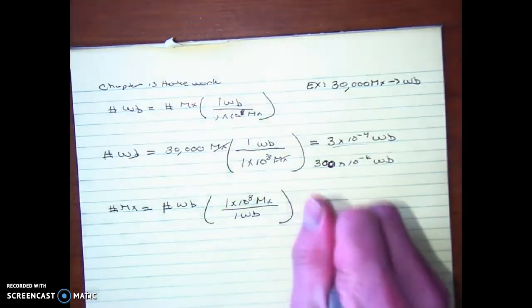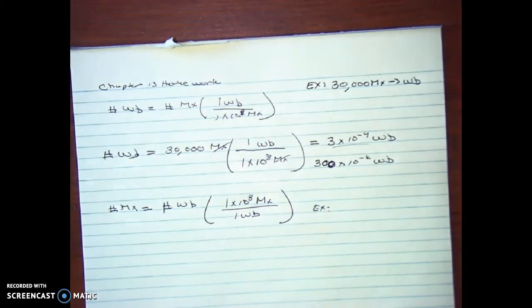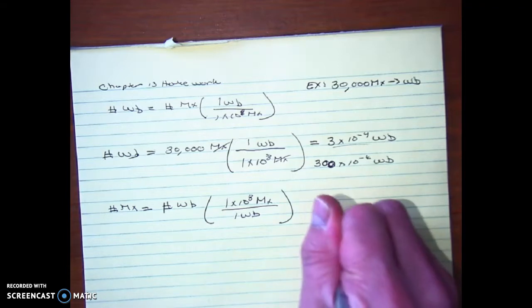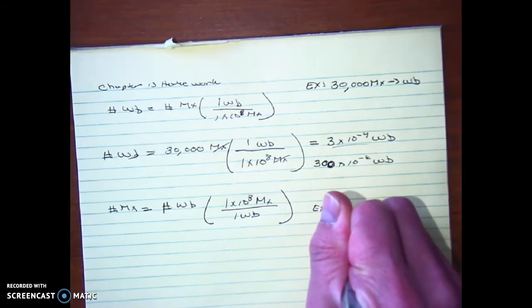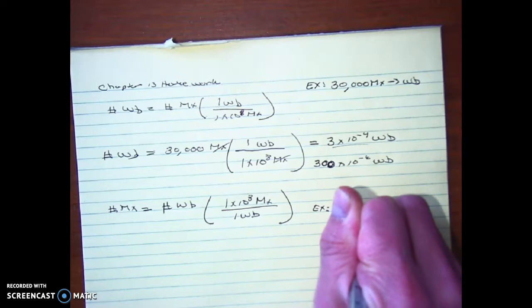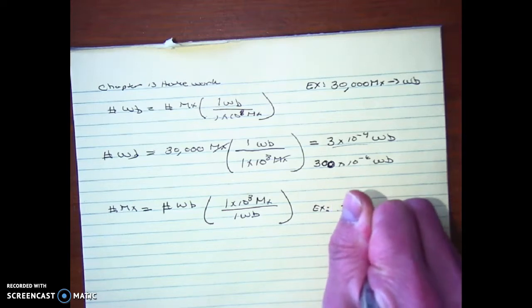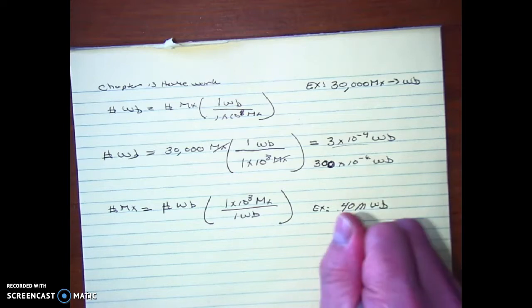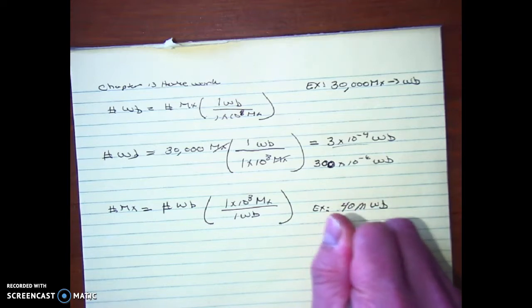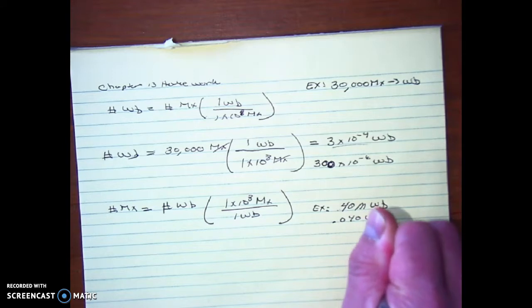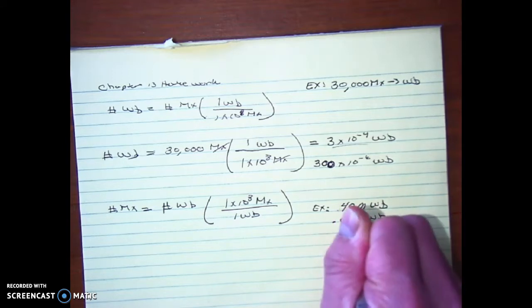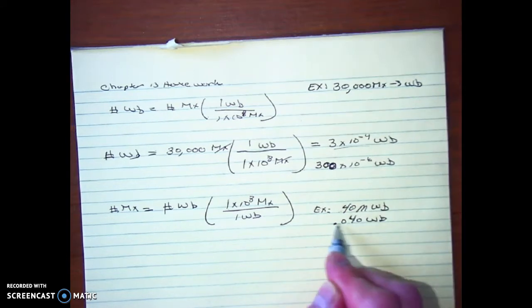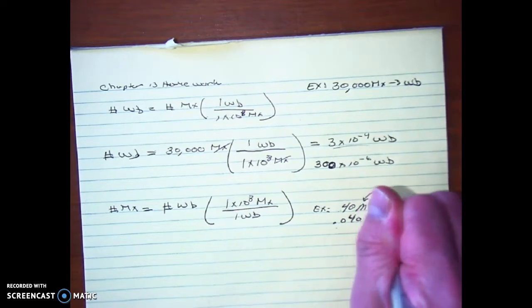So let's do an example. Let's say we have a total number of Webers equal to 40 milli Webers. That's milli. Or we could do 0.040 Webers. Make sure you understand that a little better. So that's 40. That's 40 mils. So it's 1, 2, 3, 4. I just put this in. I took the units out. This is mils right here.